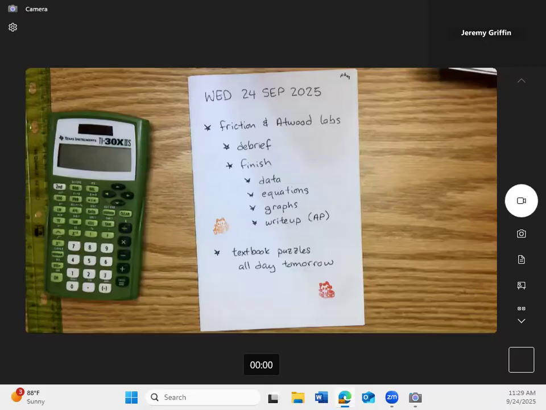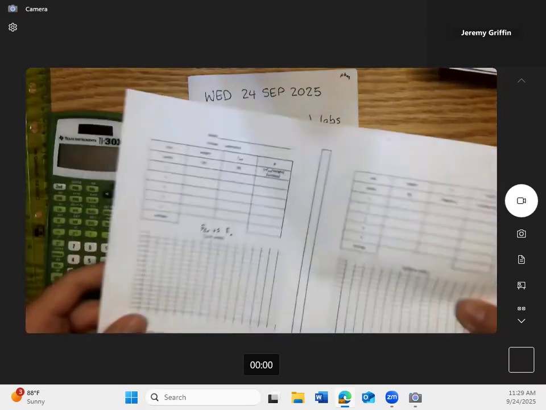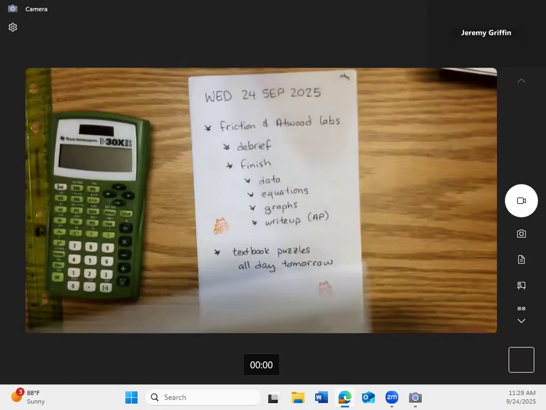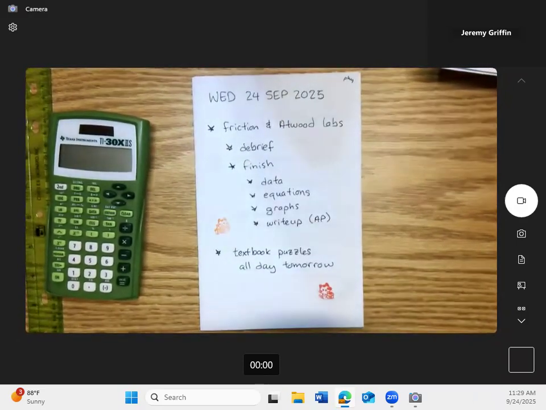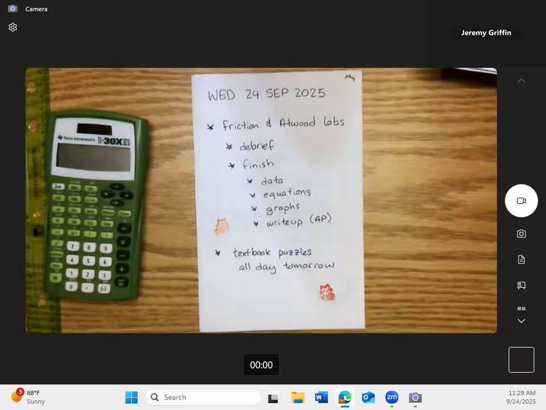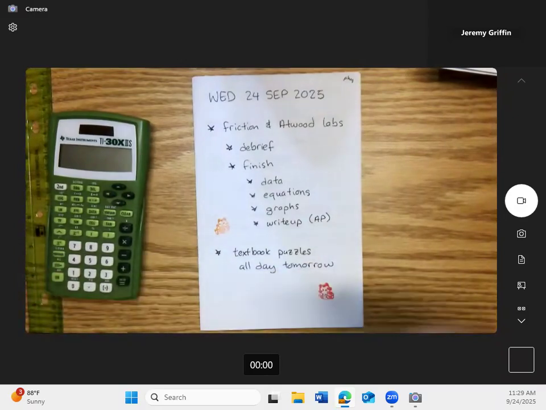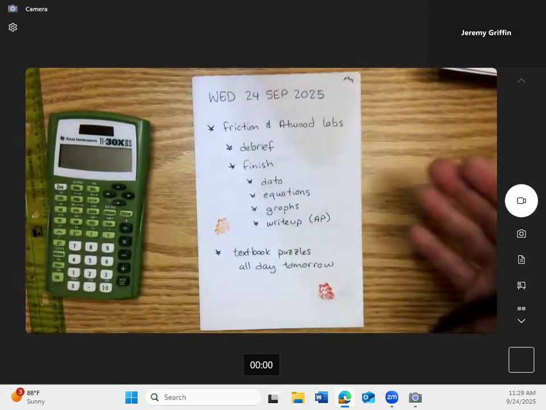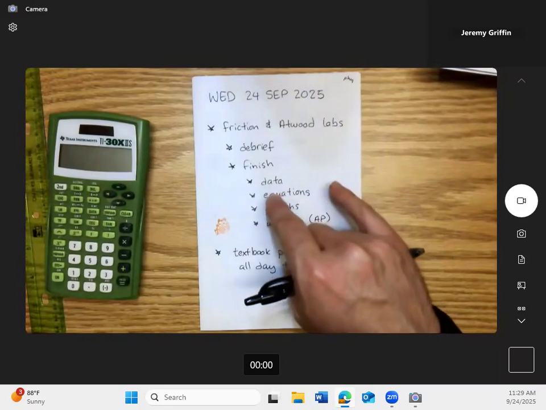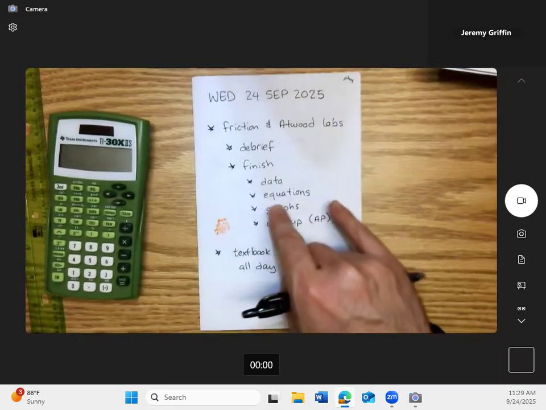Recording's rolling. It is Wednesday, September 24. The last couple of days, you guys have been working on this friction lab and this Atwood lab. So at the beginning of class right now, I do want to debrief these with you guys, show you what the ideal answers would look like. Since you guys have been working with these a couple of days, you can know if you're on the right track. And then after that, I'll give you guys the rest of class to finish these.